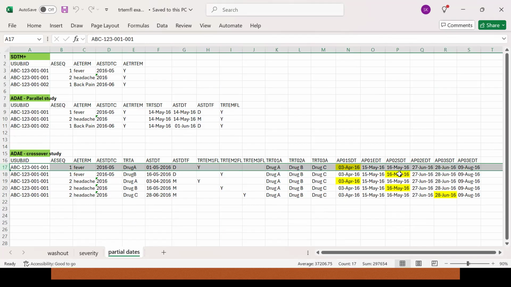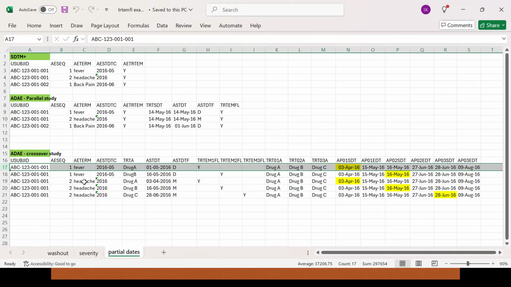So to make sure that we do not misrepresent, we are giving a scenario where, if this is happening because of the first study drug exposure, then we will consider the 1st of May as the start date for the adverse event. So that is the reason we have two records for fever in ADAE for the crossover study.